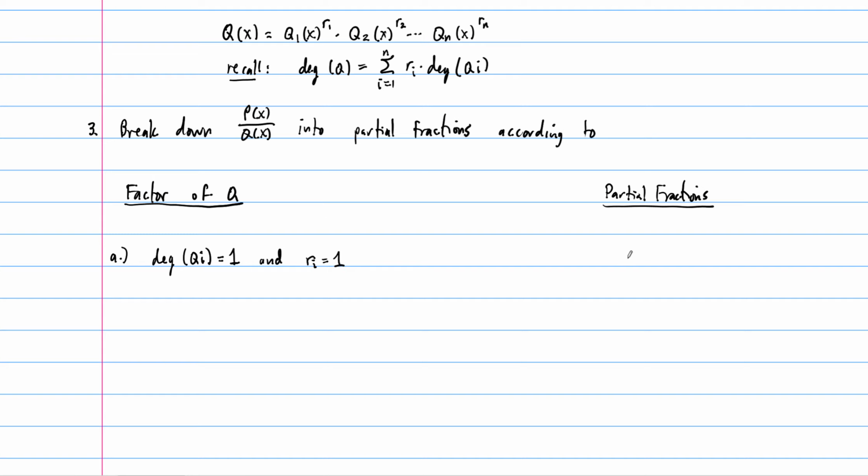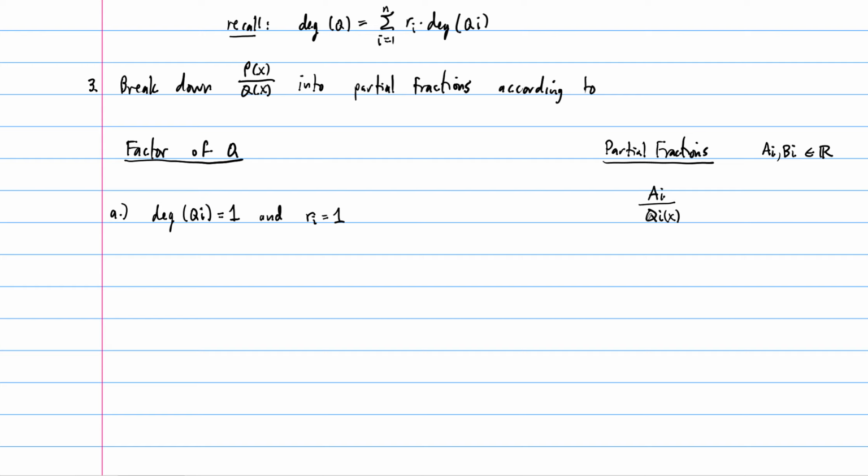All right, in this case, our partial fraction is going to be some unknown constant, I'll call it a sub i, over q sub i of x, right? So this is a constant over the linear term. So over here, in this part of the table, all the a sub i might end up with b sub i's. These are real number constants, okay? By the way, that's an unknown constant. Part of this process is going to be that we have to figure out what these constants are. All right, but there's an unknown constant.